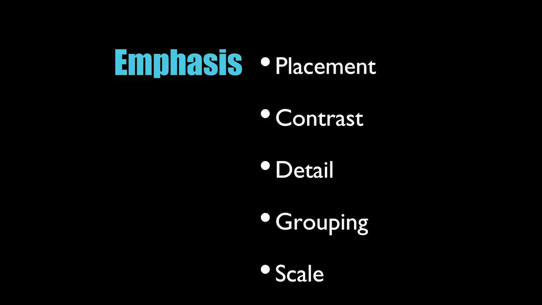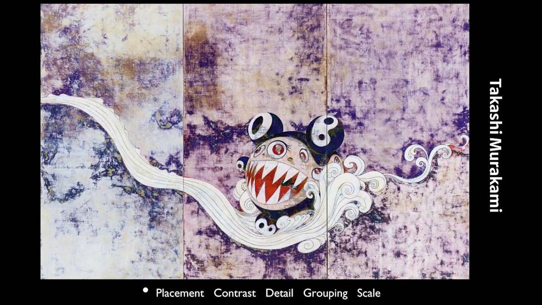Now, here are some attributes that can add emphasis to a focal point. Our brains prioritize elements that are near the center of a composition, which is placement. We notice things that are different from their surroundings, which is contrast. We notice things that are more intricate, which is detail. We notice when similar shapes are gathered together, which is grouping, and we are drawn to larger visual elements, which is scale. Let's see all these attributes in action.